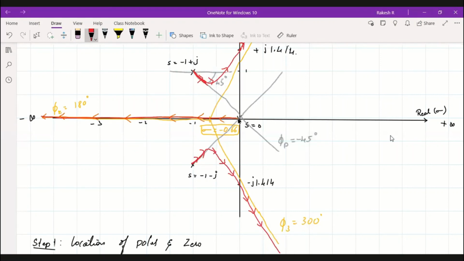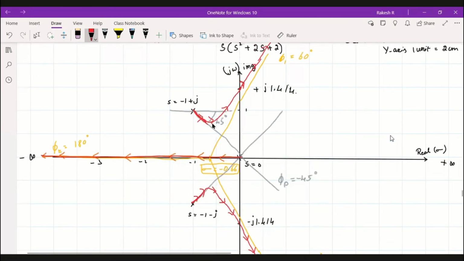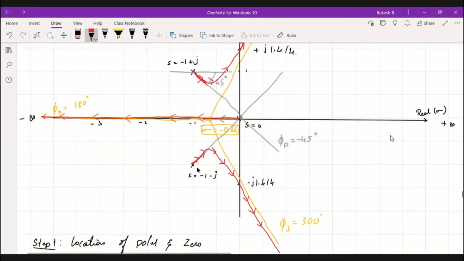This is the third one. First, it is minus 1 plus j. It started here and came out with minus 45 degree, and it will travel parallel to the asymptote angle. Next is minus 1 minus j. It has started here and departed with plus 45 degree. The departure angle for the pole will be plus 45 here, and it will travel along the asymptote angle.